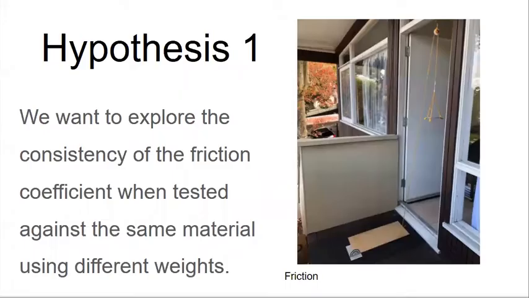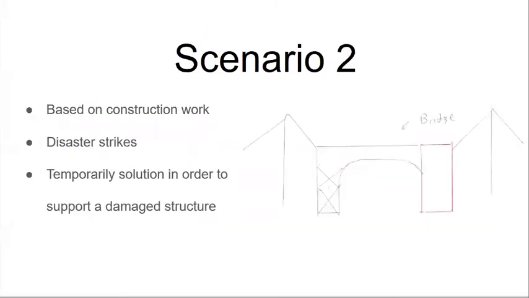This brings us to our first experiment. We want to explore the consistency of the friction coefficient when tested against the same materials using different weights. In our second scenario, we have construction work. We want to seek out an effective but temporary solution in determining how much force is required in order to hold a building or bridge up.